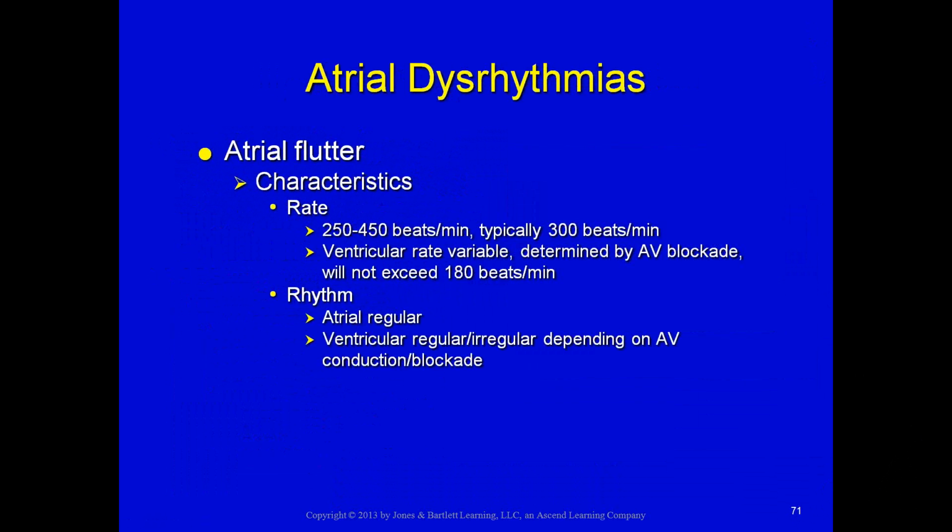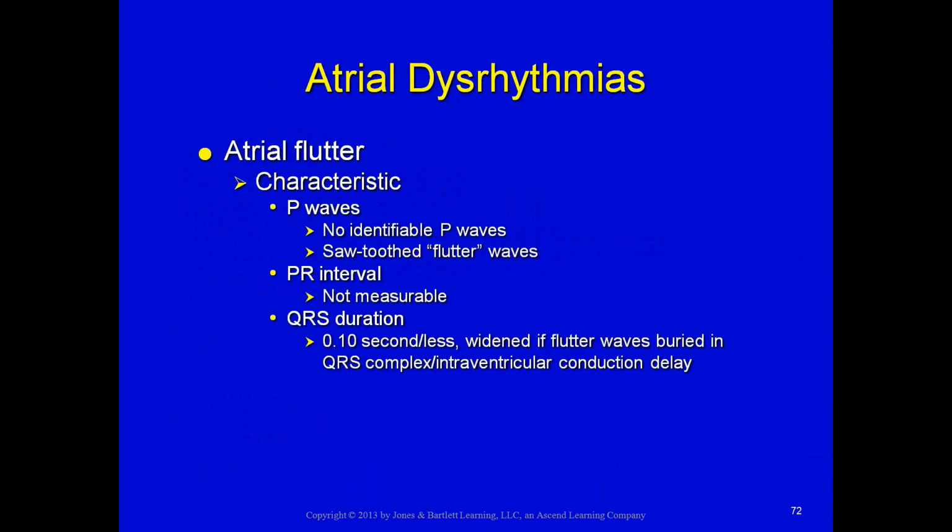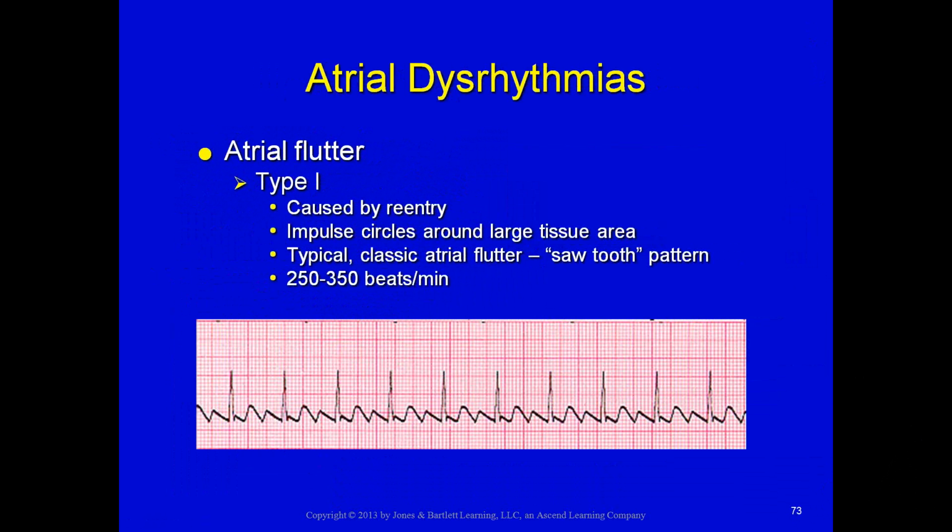The rhythm is usually irregular or regular, depending on, again, how many impulses the AV node is letting go through. The atrial rate is going to be nice and regular. P waves are not identifiable, but what you'll see is a sawtooth flutter wave. So there is no PR interval. The QRS width should be maybe a little wider, especially if there's some sort of conduction delay, but not too wide.